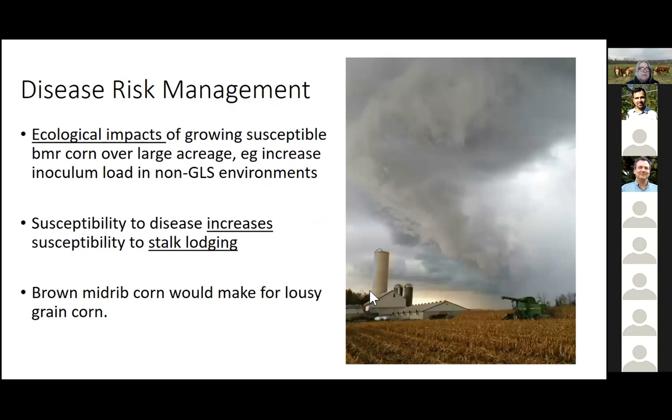There are ecological impacts of growing susceptible BMR corn over large acreages, because they increase the inoculum load of something that might not be a normal environment for that pathogen. Gray leaf spot likes river valleys, but if the susceptible germplasm is there, it will take advantage of that. Susceptibility to foliar diseases can also cause susceptibility to stalk rot, and those stalks are really what's important for silage corn. They're what make up the biomass of silage corn. And again, brown midrib corn would make for very lousy silage corn.